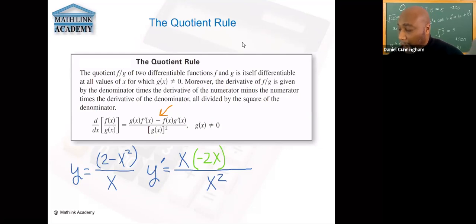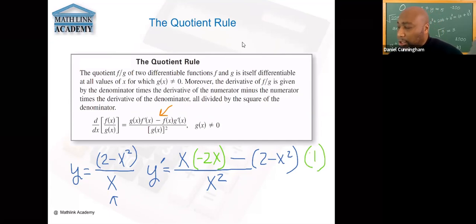Again, don't forget we subtract the original top, which is our f of x. So I'm just looking at the quotient rule. 2 minus x squared times the derivative of g of x. Now, g of x in our case is this x here on the bottom. And I'm going to write it in green so you can see I took the derivative. The derivative of x is just 1.